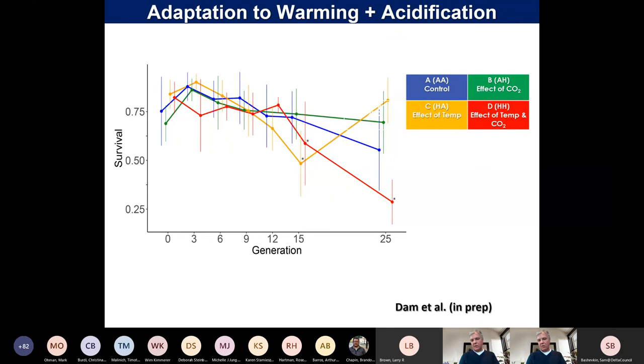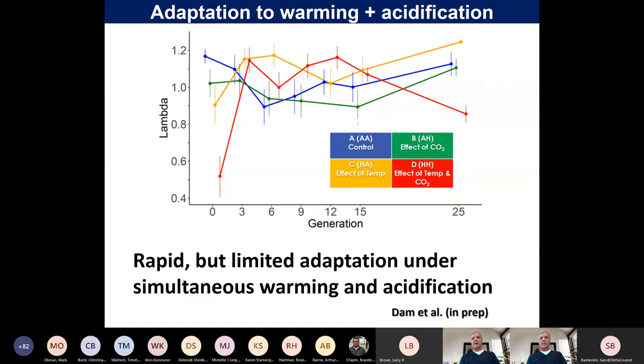And that's actually the only real significant decrease here. We see this asterisk here, here, and here. In the warming, it recovers, but it remains low here. So it doesn't look like survivorship is the trait under selection, so that's not the mechanism for adaptation. Next.